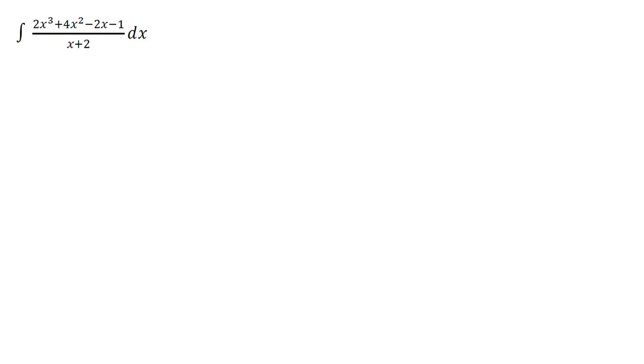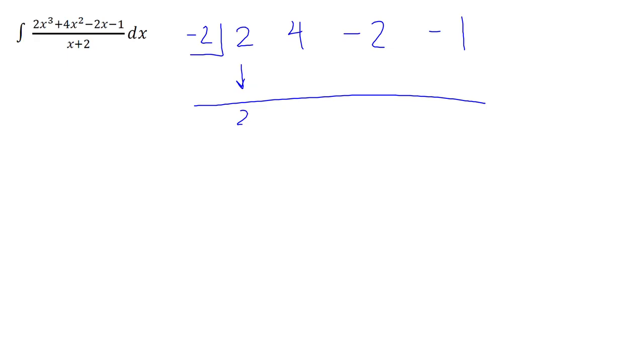All right, for our next one here, we're just again going to do the synthetic division. We're going to put this time a -2 in the box, because that's what makes that denominator 0. A 2x cubed, a 4x squared, a minus 2x, and a minus 1. The 2 comes straight down. For our synthetic division, we multiply those together to get -4. 2 times -2. We add those to get 0.